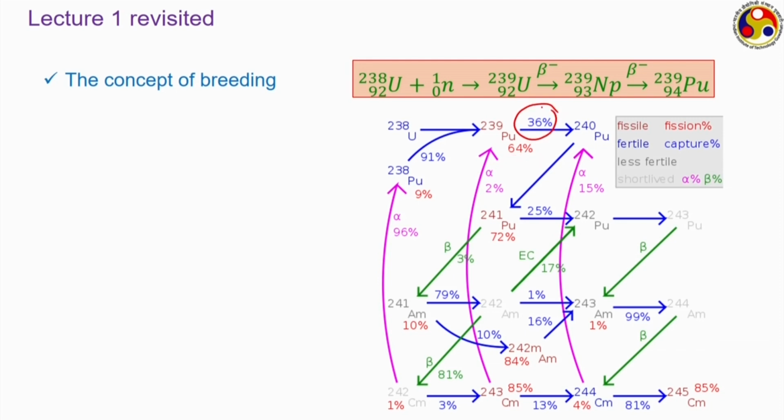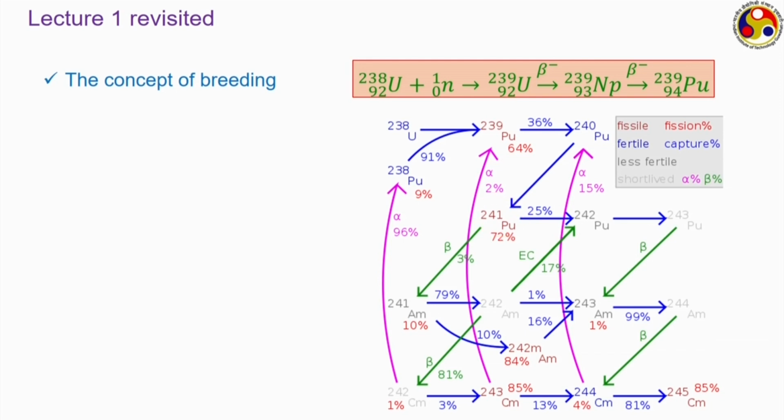There is a 36% probability of having a capture reaction, that is, Pu-239 after capturing a neutron, in 36% of the total cases can go through an (n,gamma) reaction producing Pu-240. Now, Pu-240 is also a fertile material, and it again has a probability of neutron capture and conversion to Pu-241, which again is a highly fissile isotope.